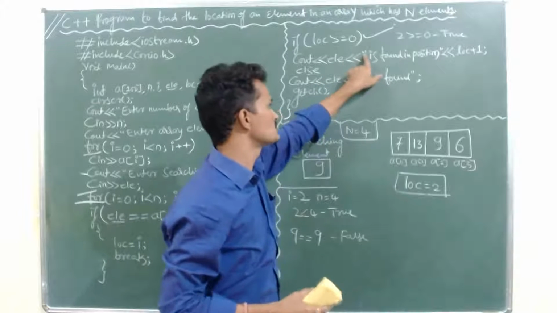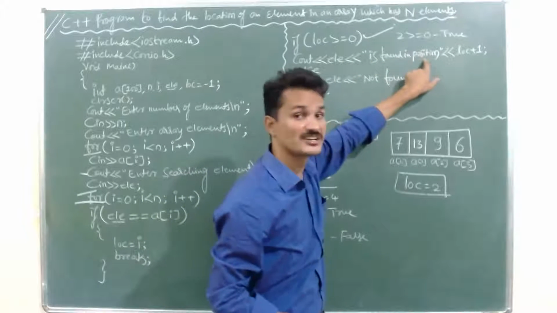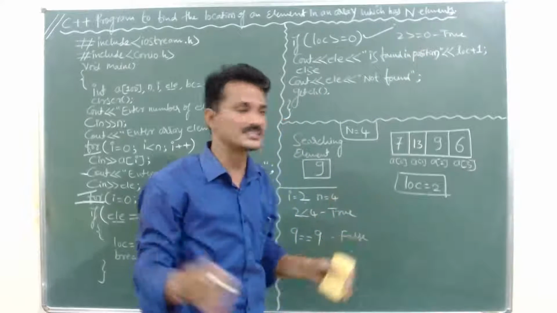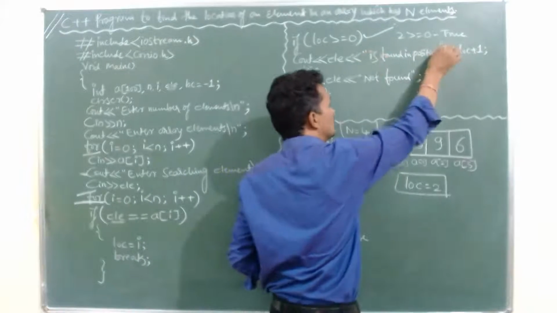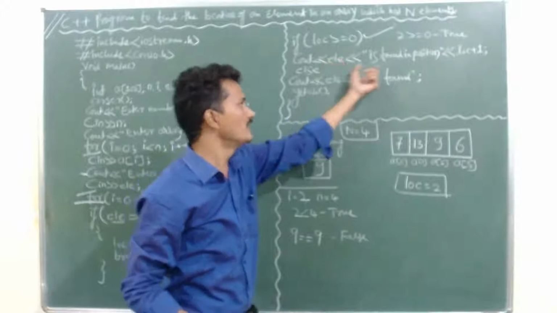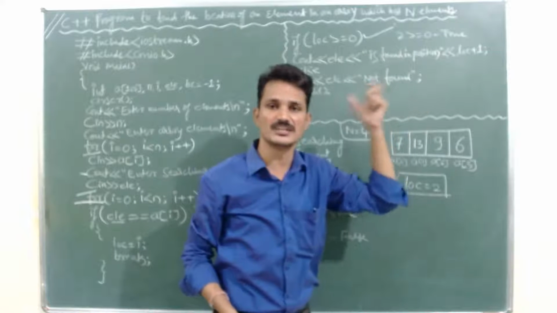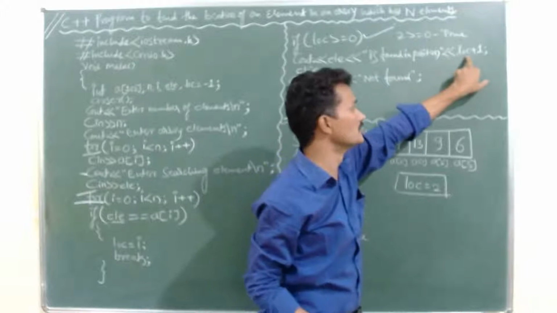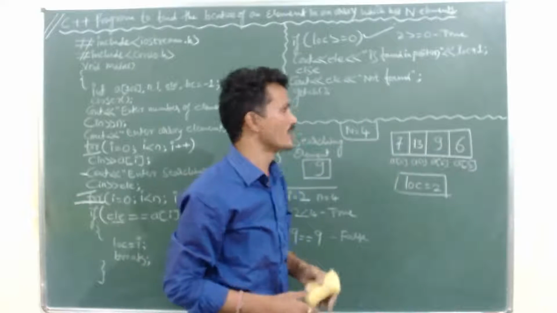String insertion, double quotation start, "is found in position". See here, "is found in position" will print as it is because that is written under double quotation. In place of ELE, it is going to print 9, and this text will print as it is, that is written under double quotation. Double quotation close, string insertion, and here location plus 1.